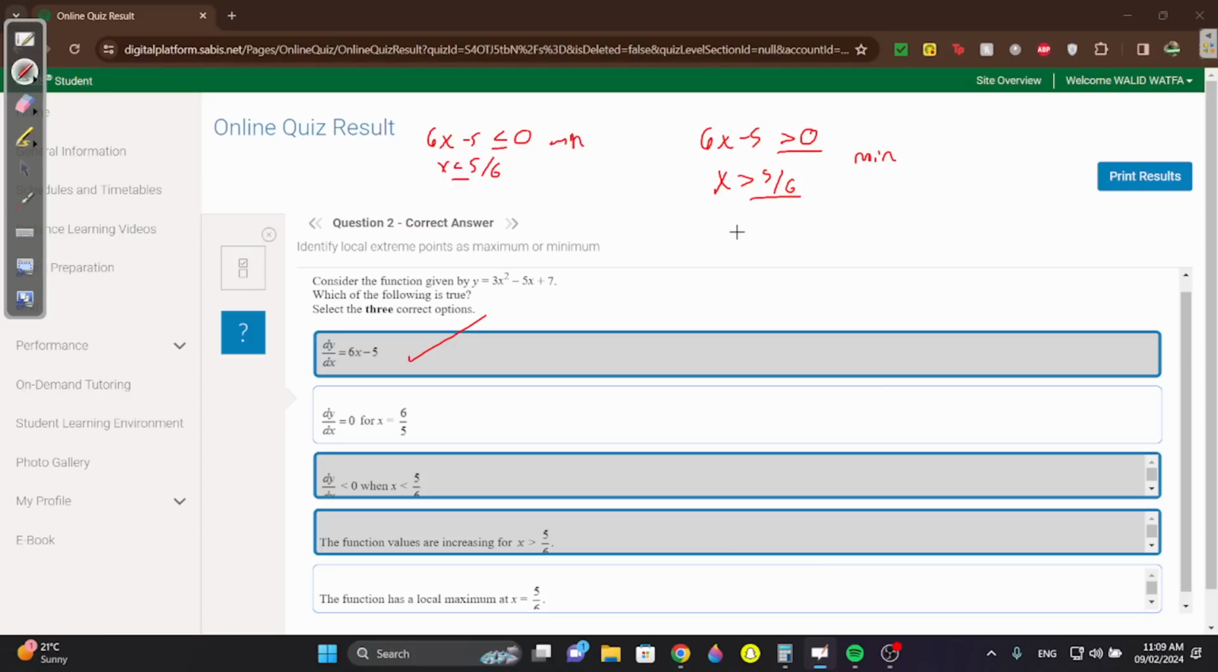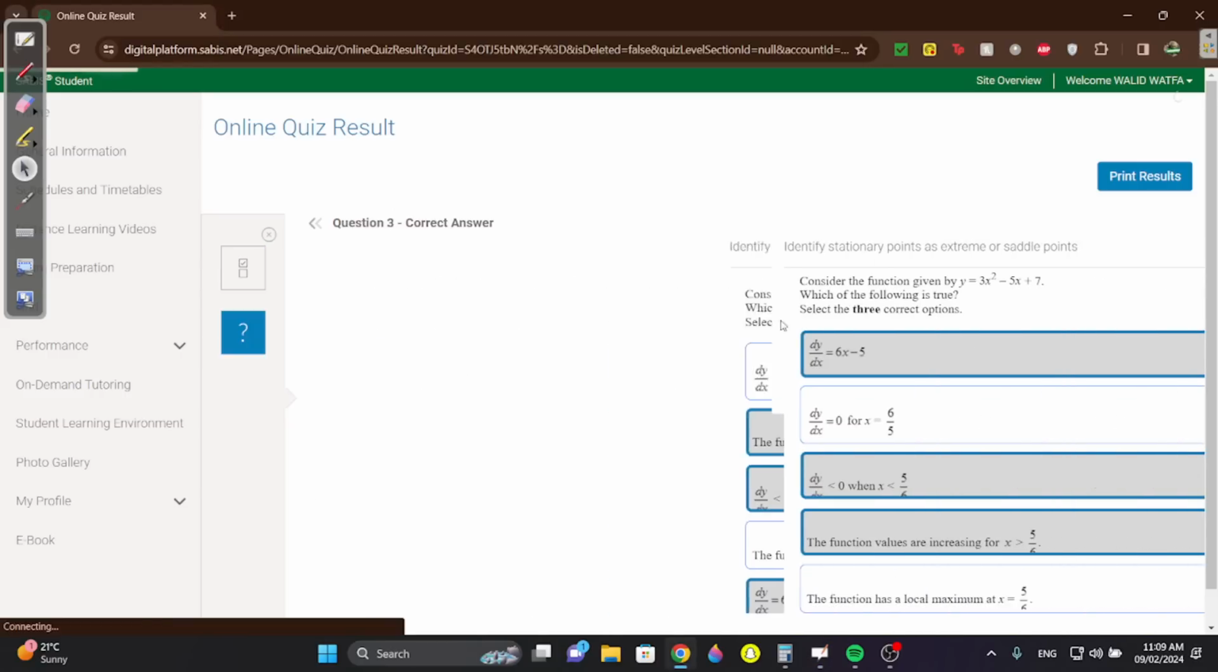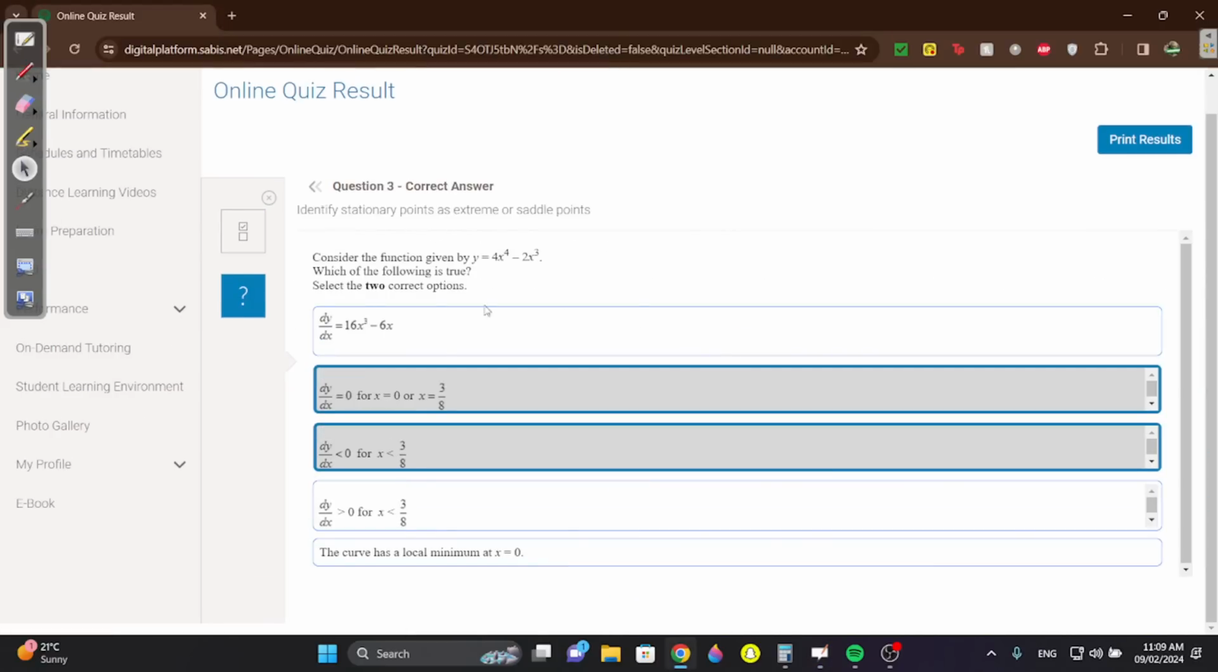But how do you know if it's a maximum? I'll show you, I think, next question. I don't know if the next question has one. Let me make sure. No, it doesn't have a maximum.